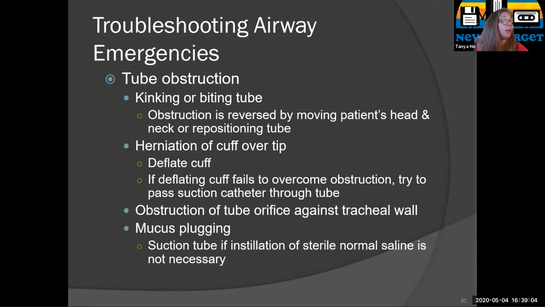And cuff herniation, that's something that can happen. So this is how you would resolve that airway emergency. Mucus plugging, again, you'll want to suction it out if you can. If you cannot, you might have to do an emergency airway replacement. So you're going to have to figure out different things. I want you to know the different airway emergencies that you can have and what you need to do.